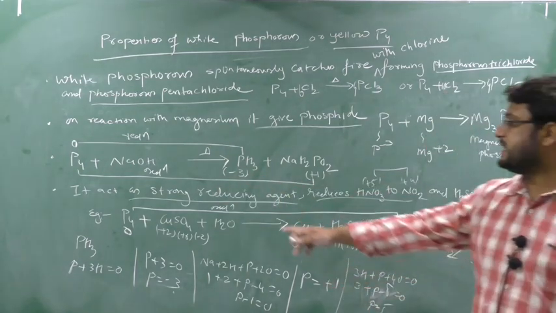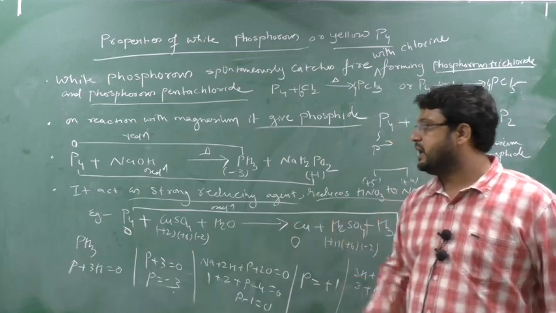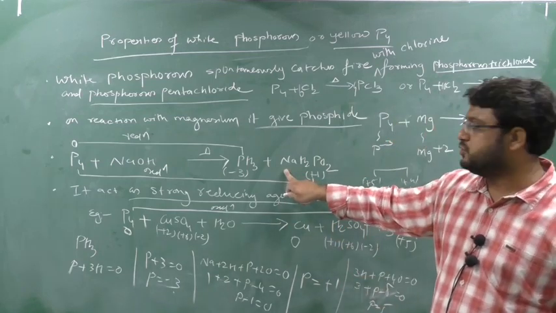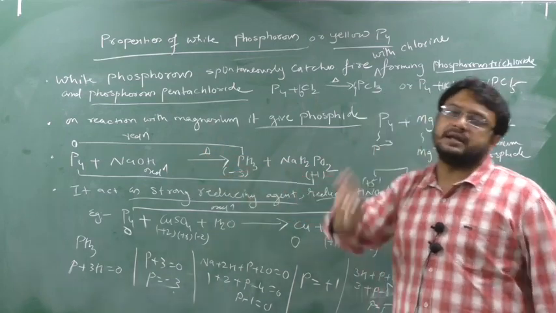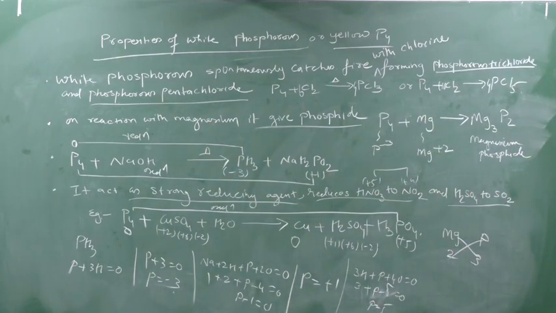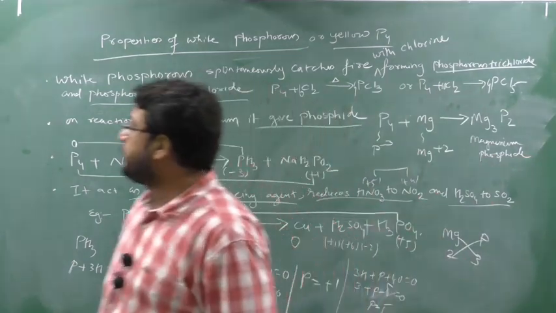So P4 is acting as a strong reducing agent, but in this reaction P4 can act as a reducing agent as well as an oxidizing agent because it is showing a disproportionation reaction. Clear this part? Now see, one more point I would like to tell.